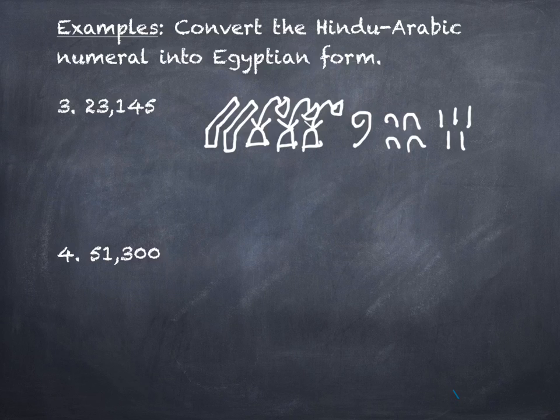All right, how about 51,300? How do you get the 5? 5 fingers. None of those look the same as the next one. Do they, Michael? They're terrible, aren't they? Not so good. How about the number 1?